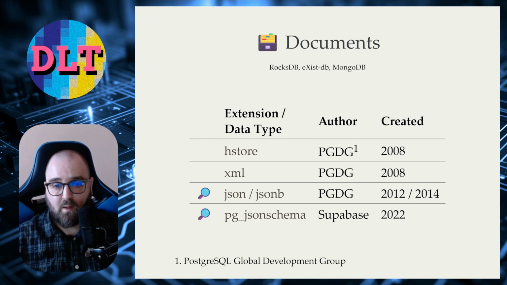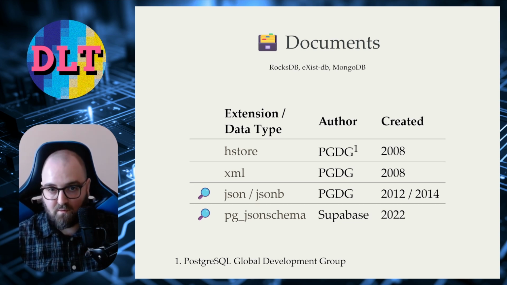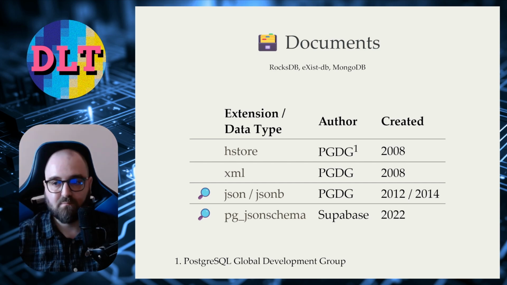And then we also have JSON and JSONB, which are also data types on the same level as XML, but Postgres does not provide a way to validate the schema, and that's why we installed pgJSON schema, created by Supabase, which is a Postgres cloud provider. So let's get into a bit of a demo of how you can handle JSON directly using Postgres.